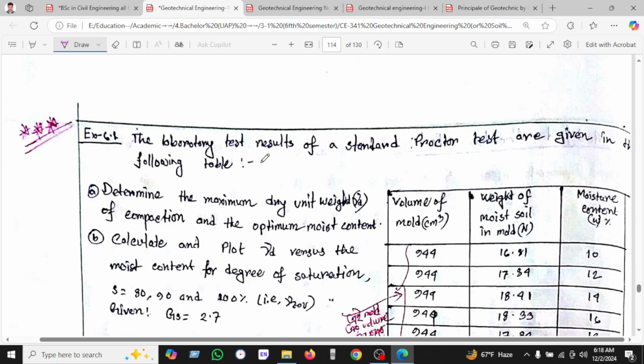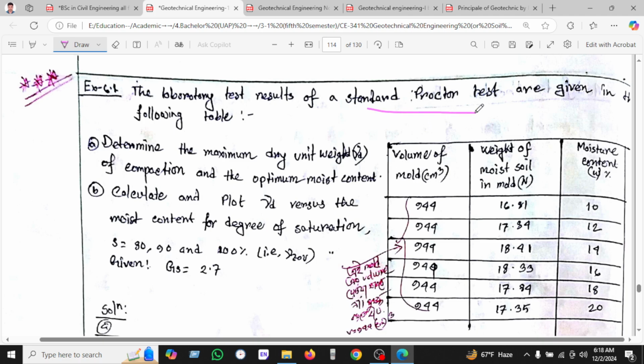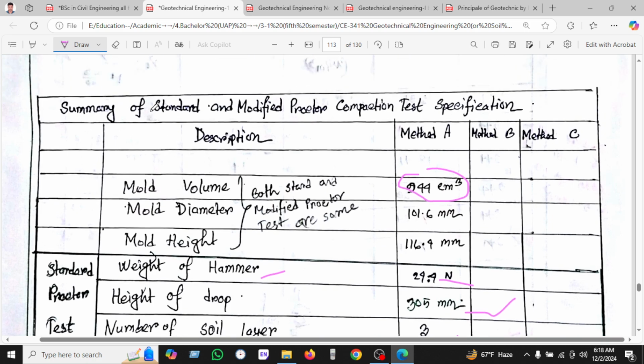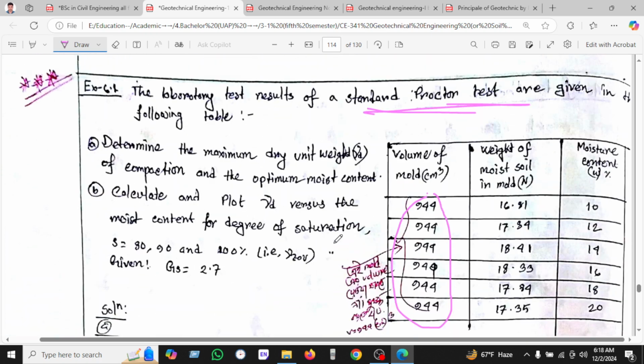In the laboratory test result of the standard Proctor test, the data are given in the following table. The table is given, but I have told you the volume of the mold, 944 cubic centimeters, will not be given in the example, because for both the standard Proctor test and the modified Proctor test the volume of the mold is constant, 944 cubic centimeters. Okay, let's see.